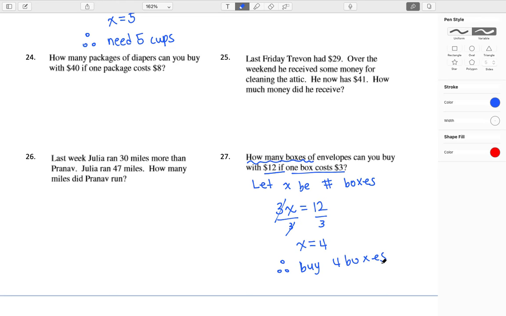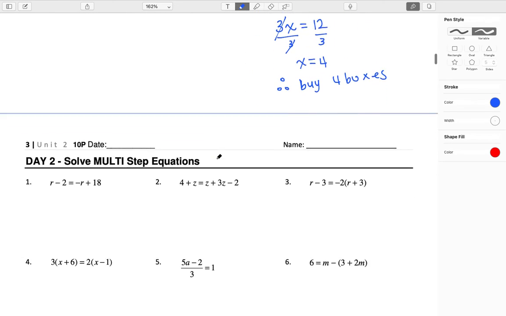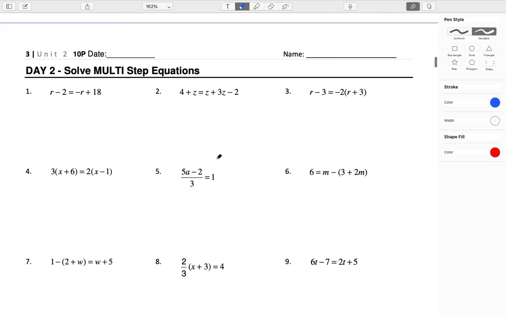Okay, good. So you will always tackle the word problem with the let statement first, and then set up an equation. Now, what about if it involves a multi-step? So take a look at number 1 here.